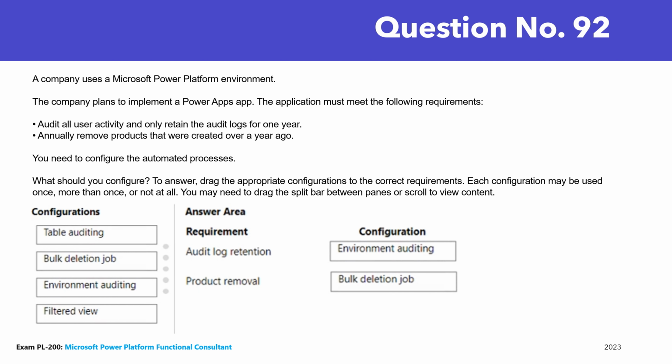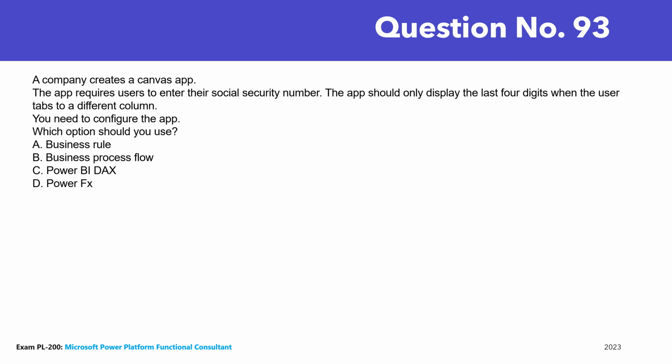A company creates a Canvas app. The app requires users to enter their social security number. The app should only display the last 4 digits when the user tabs to a different column. You need to configure the app. Which option should you use? A. Business rule. B. Business process flow. C. Power by DAX. D. Power FX. Correct answer, D.